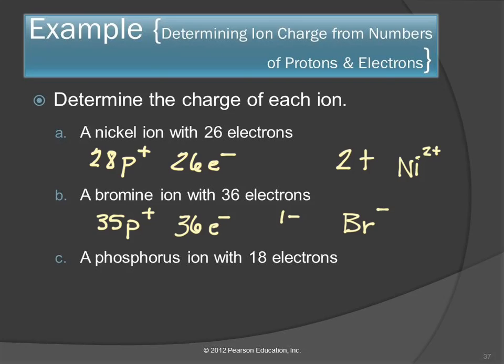How about phosphorus? How many protons does phosphorus have? 15. And 18 electrons, it says. What's the charge? Negative 3. So if we were going to write the symbol, it would be 3 minus. Any questions?